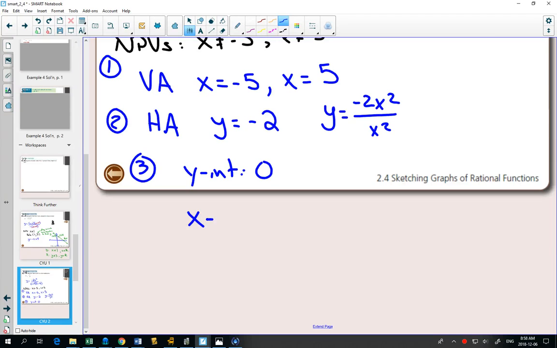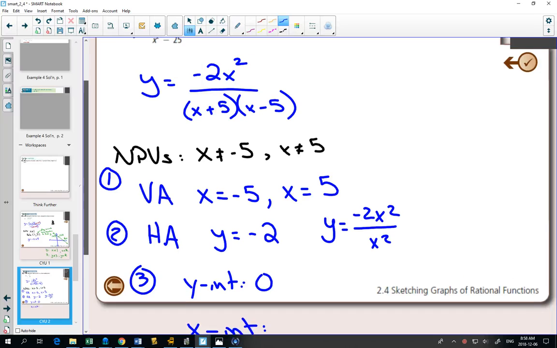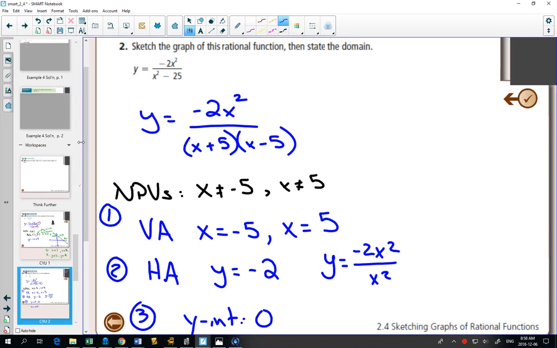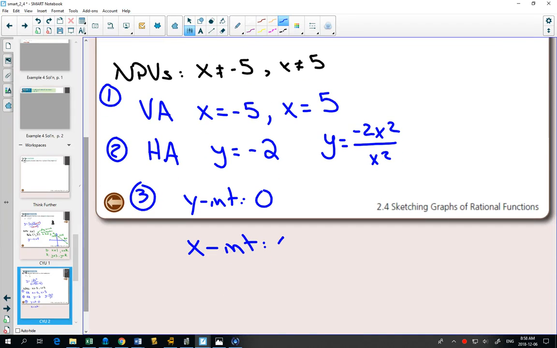And your x-intercepts. Well, your x-intercept, if you plug in 0 for y, the only time you're going to get a fraction equal to 0 is if your numerator is equal to 0. When is negative 2x squared equal to 0? When x is 0. Which kind of makes sense. When you have a y-intercept of 0, it makes sense that you would also have an x-intercept at 0. Okay, but there was the possibility that there might be more x-intercepts. In this case, we only have the 1.